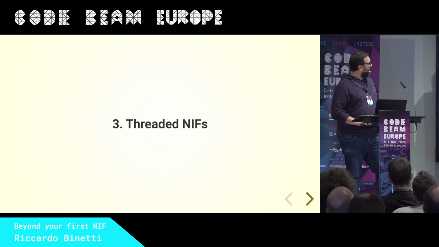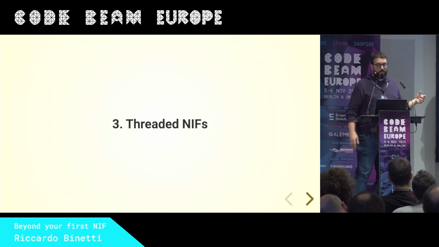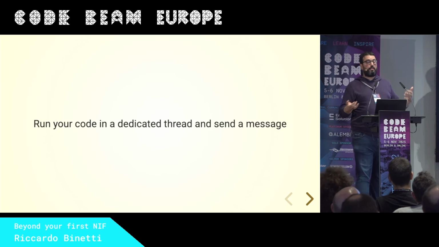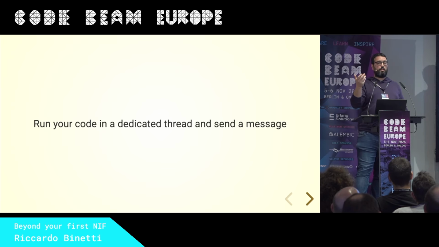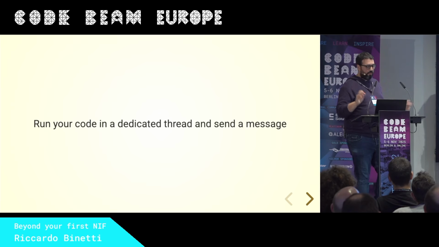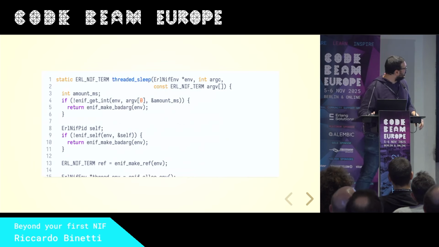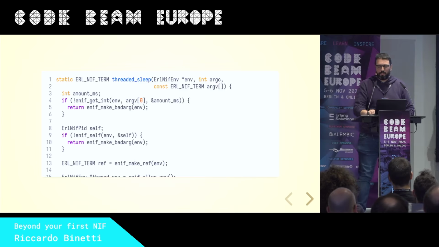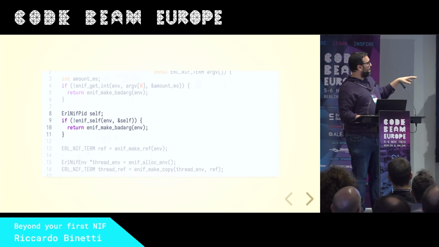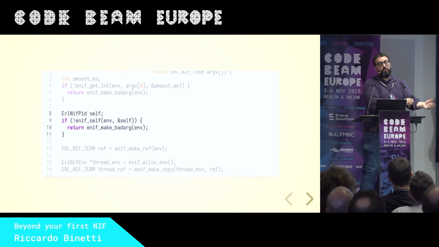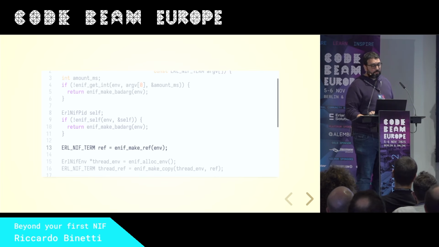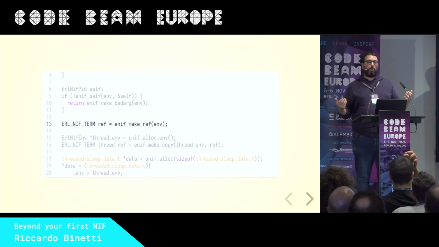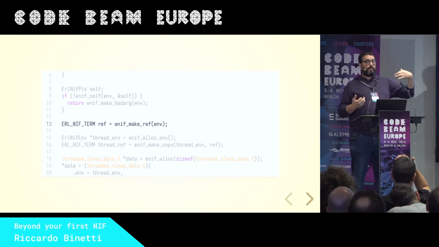So the third technique is threaded NIFs. So you basically run your code in a dedicated thread, and then you can send a message back. Here comes some chunky C. So I'll try to focus on what the main parts are doing. So here we retrieve the self PID of the current process. We create a reference because now we're doing message passing. So we want to match the request with the reply.